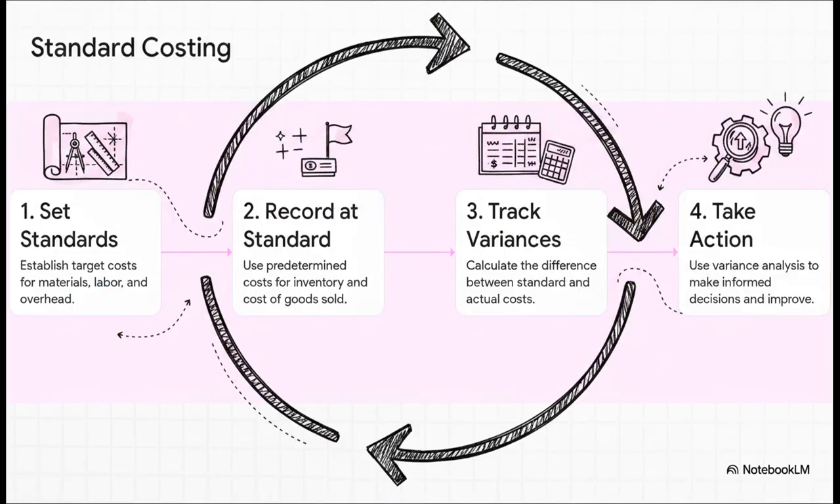It's a cycle, a continuous improvement loop. First, you set those standards, your blueprint. Then you record your actual costs. Third, and this is crucial, you track the variances. That's just the fancy word for the differences between your plan and reality. And fourth, the most important step of all, you take action.